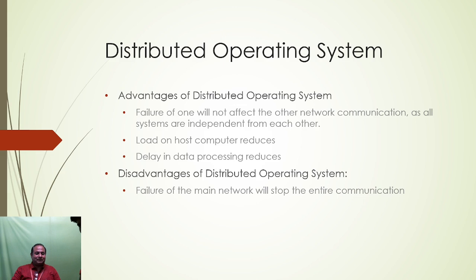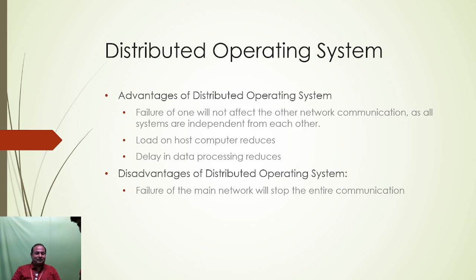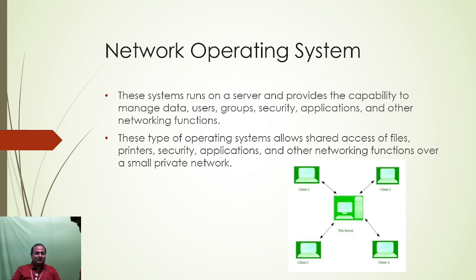And the disadvantage of the distributed operating system is that the failure of the main network will stop the entire communication. So here in this diagram we have the central OS, which is connected with all the other systems. If the central OS fails, then automatically all systems will collapse. So nothing can be done in this distributed operating system.